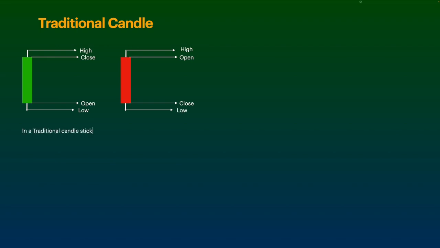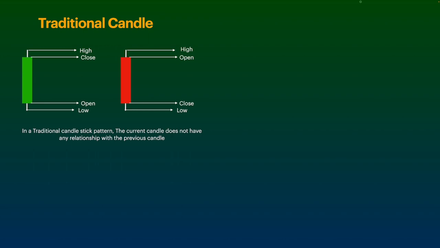Correct? Now in traditional candlestick pattern, the current candle does not have any relationship with the previous candle. This simply means that, let's say you're trading on a 5 minutes time frame, the latest candle will show the open, low, high and close of that particular candle.